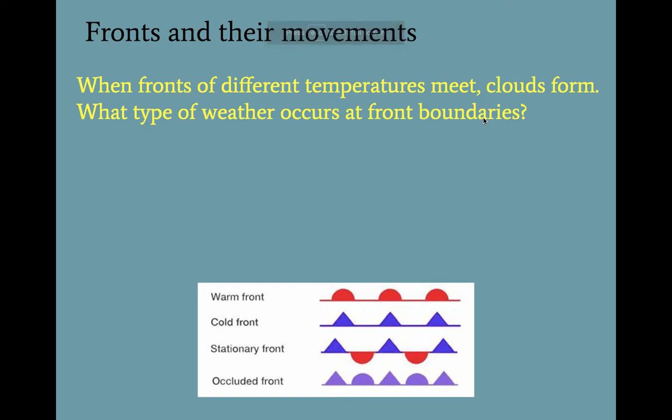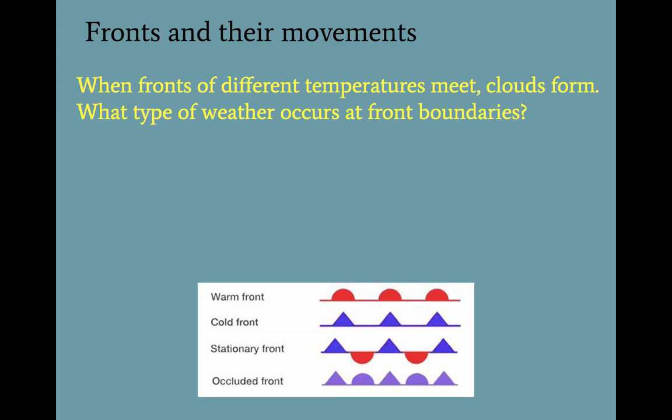So fronts and how they move. When fronts of different temperatures meet, clouds form. So yesterday we talked about cold fronts. A cold front is cold air advancing on a warm front. The water vapor cools off and forms clouds, right? We talked about a warm front, which is the opposite. A warm front is moving a little slower than a cold front would, and it forms clouds.